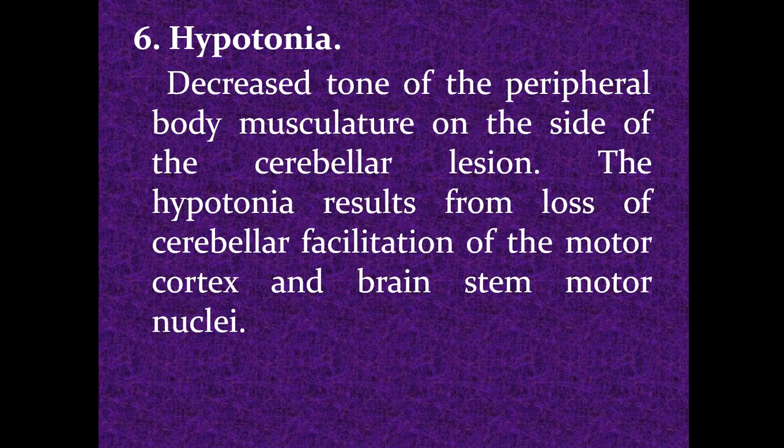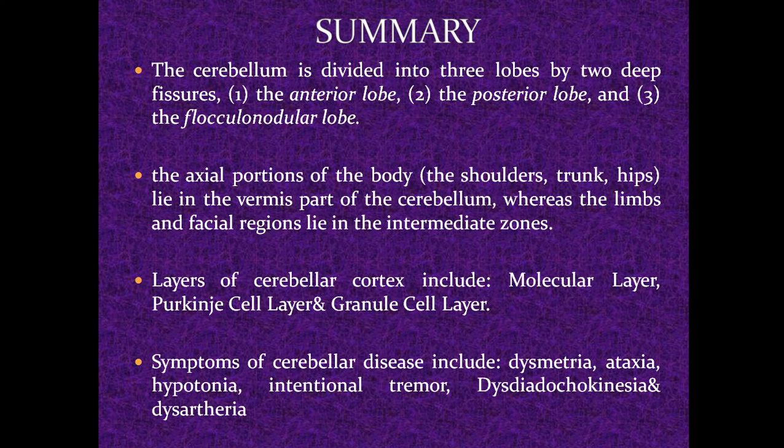Also, the abnormality here is hypotonia, decreased tone of the peripheral body musculature on the side of the cerebellar lesion, because there is no crossing for the cerebellar tracts. Hypotonia results from loss of cerebellar facilitation of the motor cortex and the brainstem motor nuclei. That's all for the cerebellum. Thank you for listening.